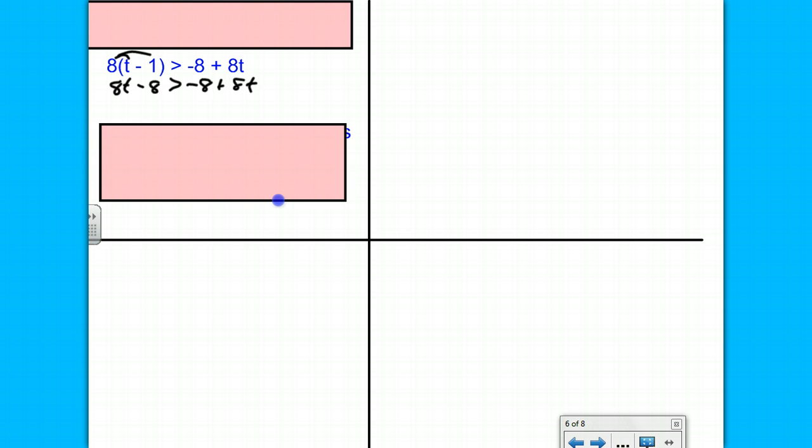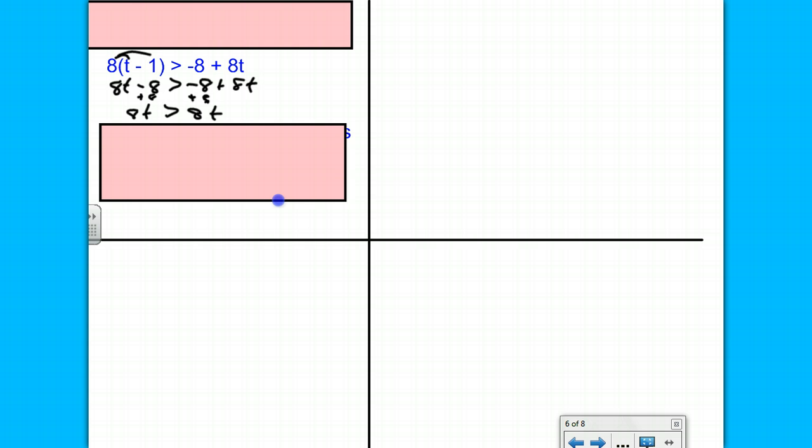And then what would a person probably do now? Isolate. So how would you do that? You would add 8 to the opposite side. So she wants to add 8 to both sides. Adding 8, I'm trying to make space here. That's an 8. And we have 8t is greater than 0, I'm sorry, 0 plus 8t. What's 0 plus 8t? 8t is greater than 8t. And then what might a person do?